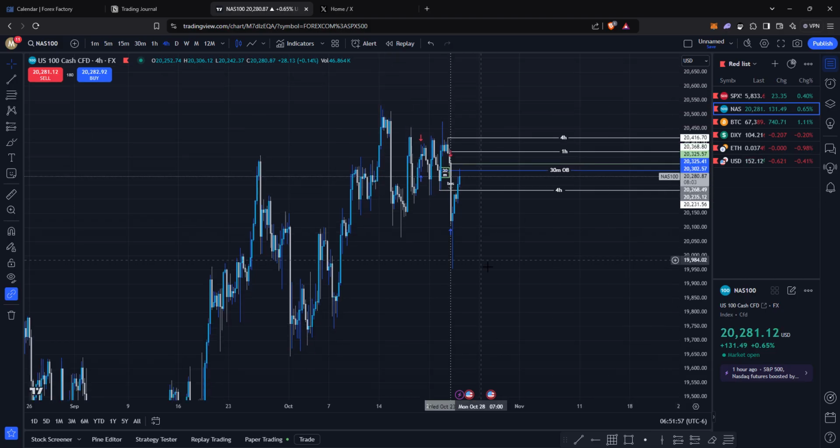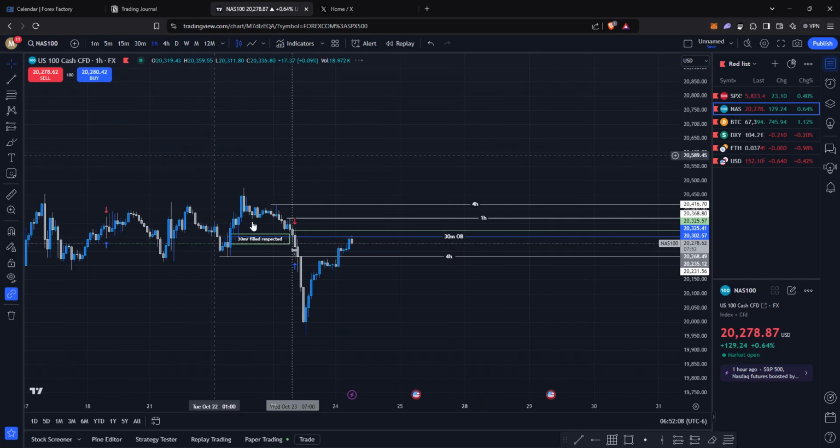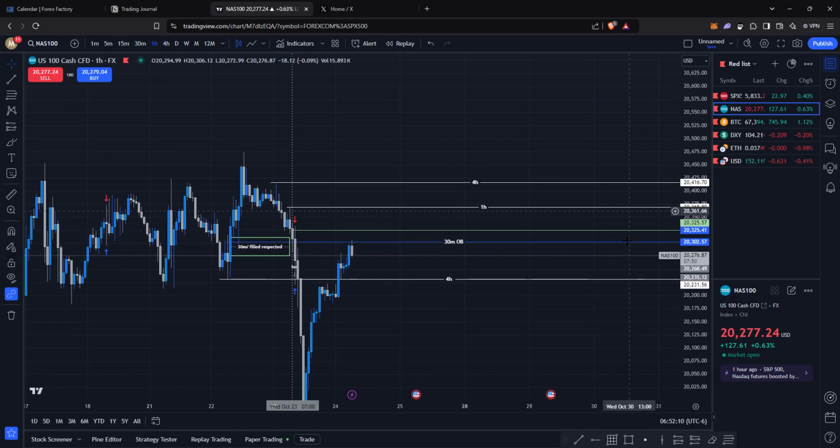Yesterday's trade started out on Nasdaq. I had this 4-hour draw on liquidity here, that was what I had for my 4-hour confluences. Then I scaled into the hourly time frame, and I saw that we had these hourly highs here. There were also no other significant draws on liquidity I was looking for.